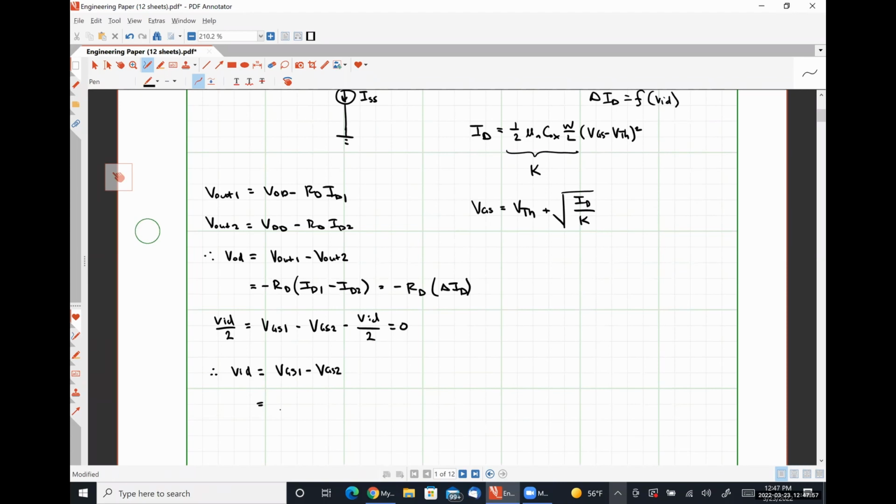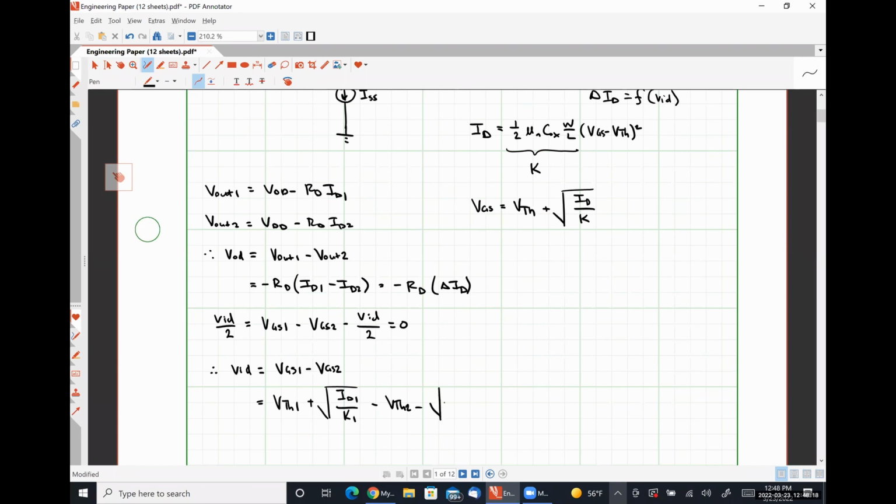which we can write as VTH1 plus the square root of ID1 over K1, minus VTH2 minus the square root of ID2 over K2.